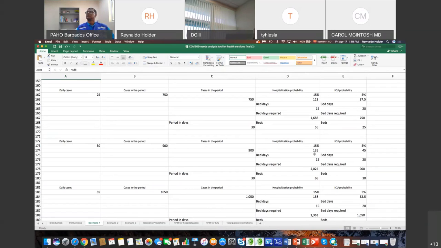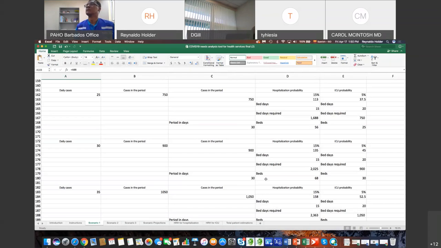Calculate the number of beds required for that demand in a month, we multiply the 15 days of average stay that we saw in the first table by the number of cases, and that would give us a total requirement of 2,025 bed days in that month.